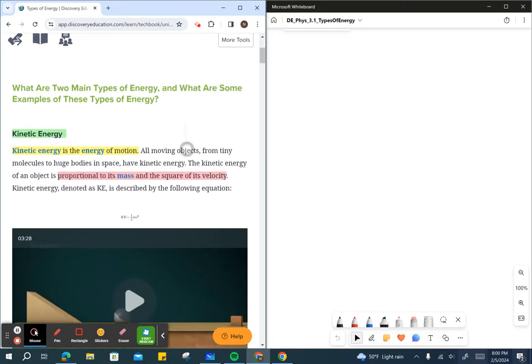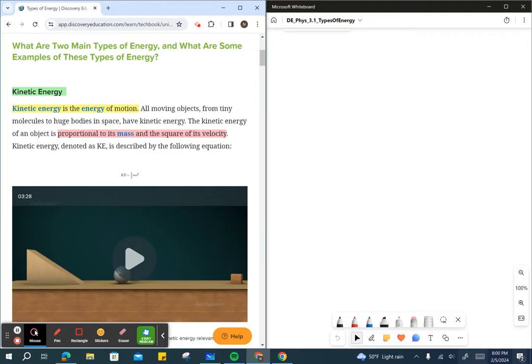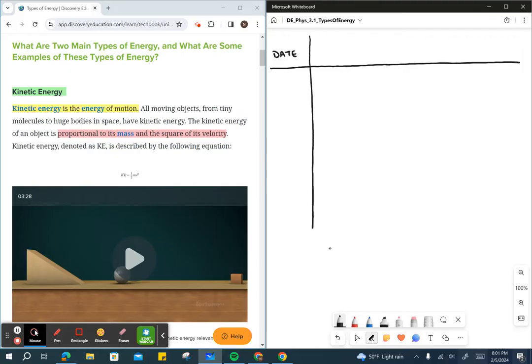And let's begin. Go ahead and draw your Cornell Note templates. Make sure you put your date. Using their question for Explore 1. What are two main types of energy?